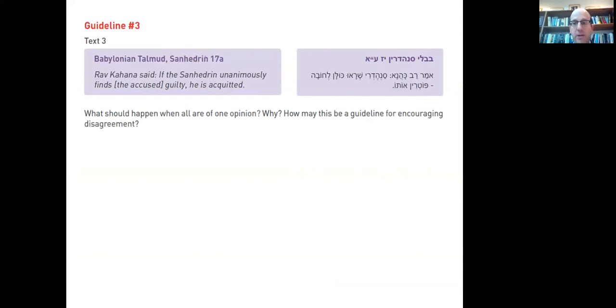I try to do that, going from one to the other. We're no longer in the Mishnah, now we're in the Talmud. And according to Rav Kahana, he writes that if the Sanhedrin unanimously finds the accused guilty, the person is acquitted. The Hebrew is potrim oto. Okay, patur, the person is acquitted.